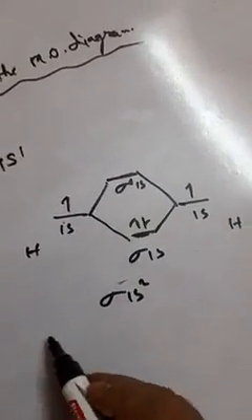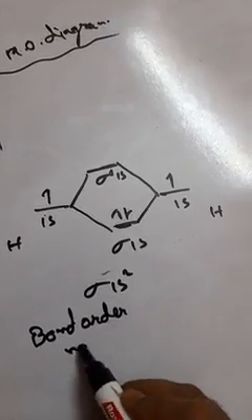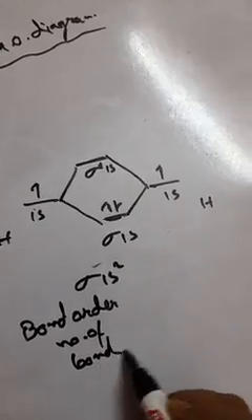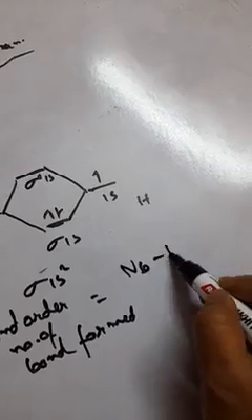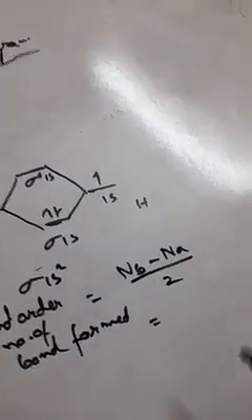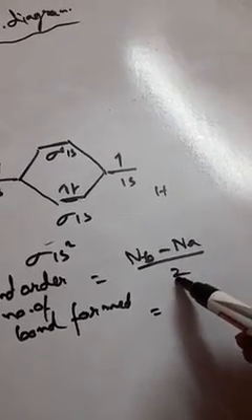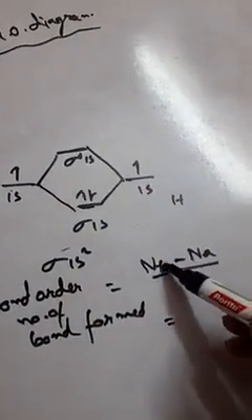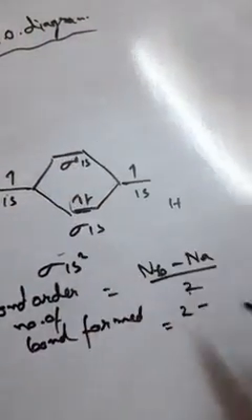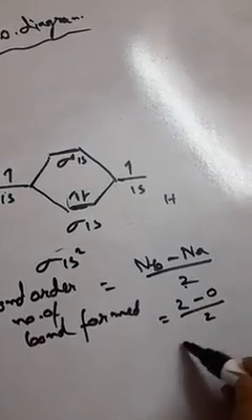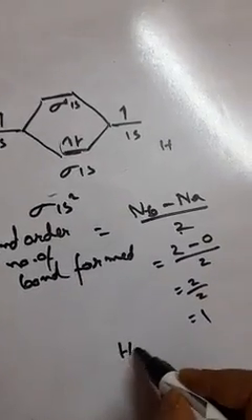We will see a new thing which is called bond order. Bond order means the number of bonds formed, and that is equal to Nb minus Na by 2. What is this? Number of bonding electrons minus number of antibonding electrons, by 2. In the case of hydrogen, how many bonding electrons? 2. How many antibonding electrons? Nothing is there. So 2 by 2, that is 1. That means hydrogen and hydrogen will form one bond.